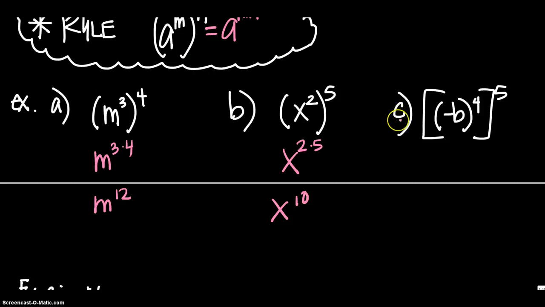Next, negative b to the 4th power to the 5th power. All right, little different, right? We have a bracket here. Anything negative to an even power is going to become positive, right? Negative b, negative b, negative b, negative b. 4 negatives make it positive. So this is going to become b to the 4th to the 5th power, which is b to the 20th. Multiply those exponents.